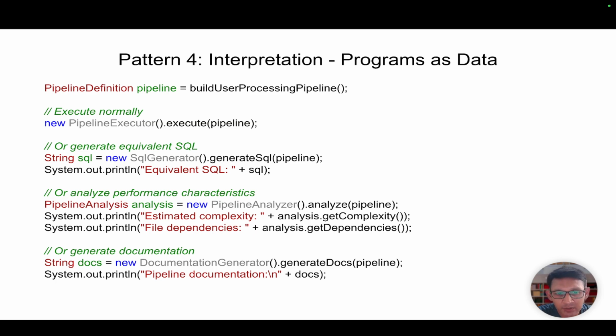The interpretation pattern works because it separates three concerns that are usually tangled together: what you want to accomplish, which is the definition, how you accomplish it, which is the interpreter, and actually doing it, which is running the interpreter. This separation enables incredible flexibility. You can change how something executes without changing what it does.